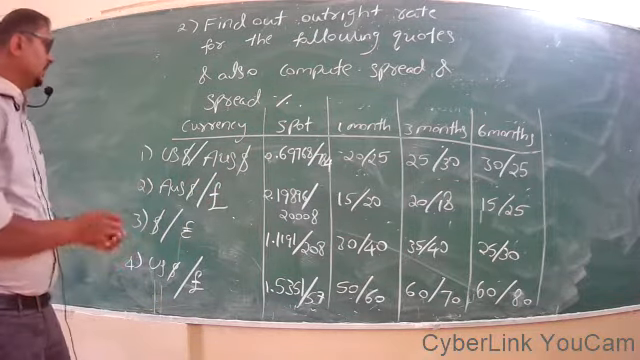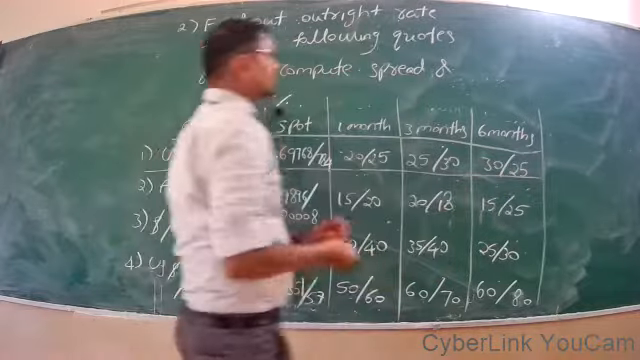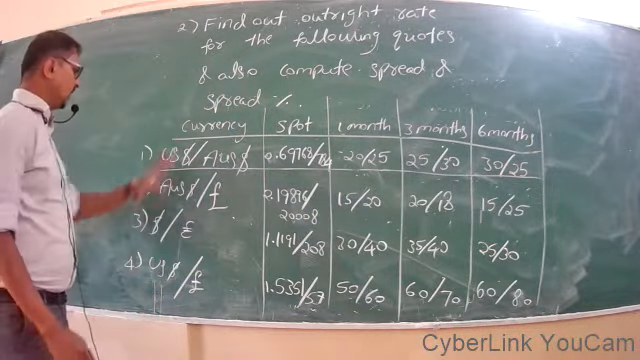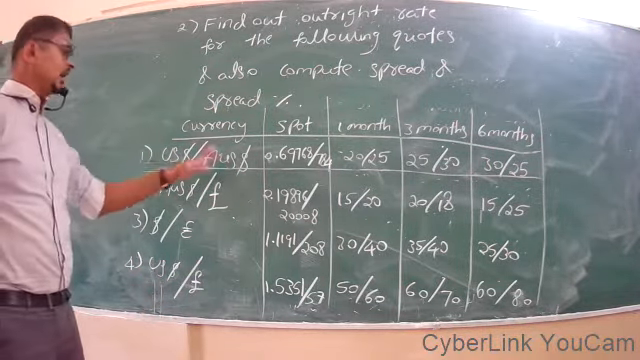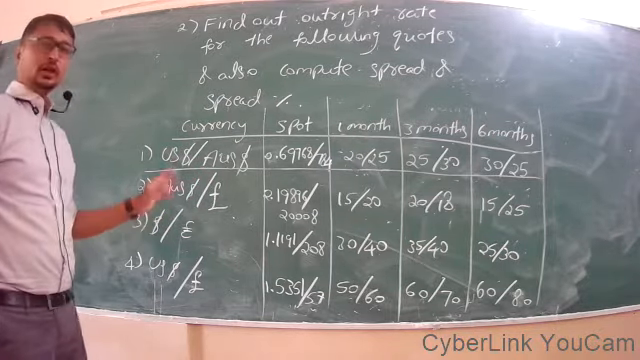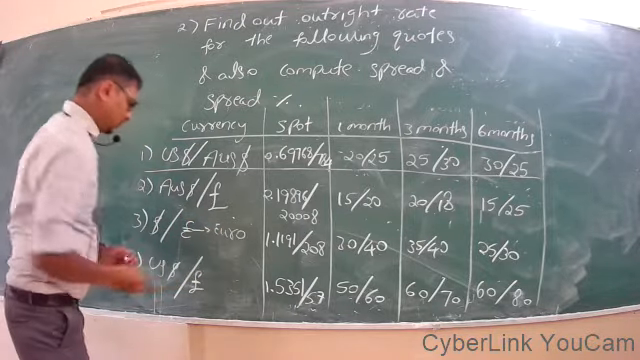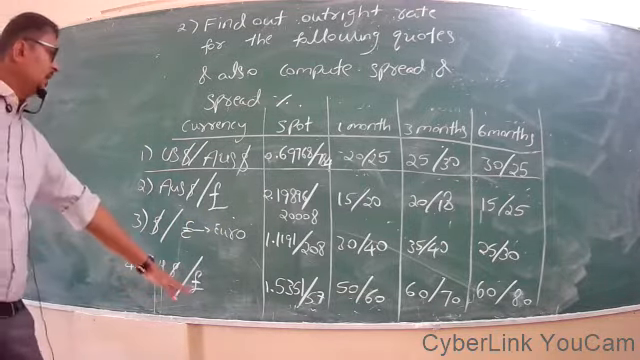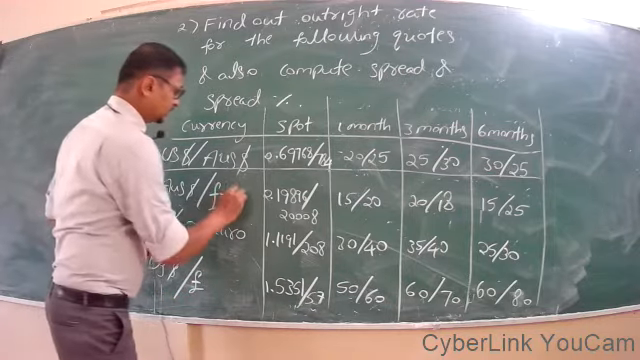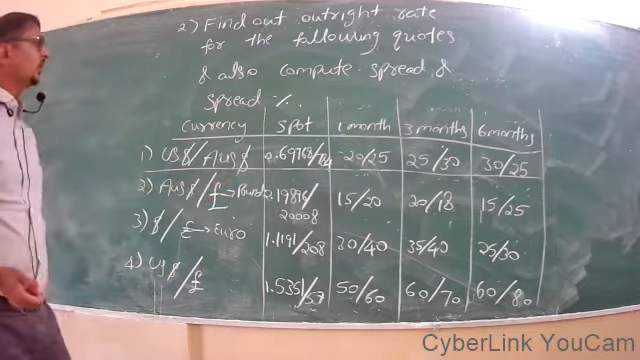In the last class we solved only one exchange rate, the outright rate. Now they have given US dollar per Australian dollar, Australian dollar per sterling pound, US dollar per euro, and US dollar per sterling pound. This currency symbol is nothing but the sterling pound.